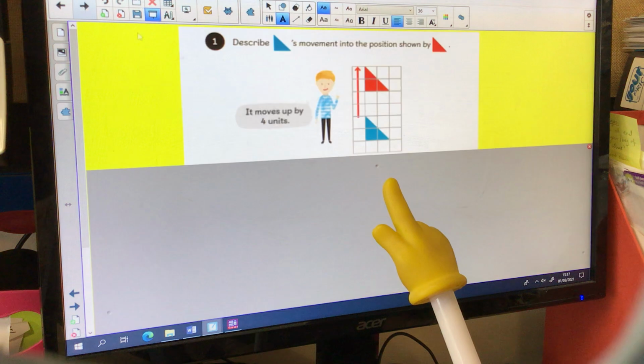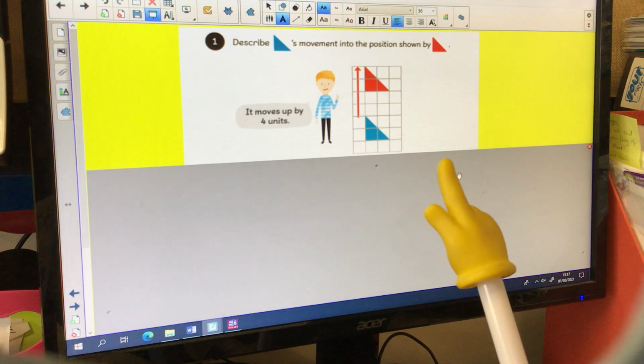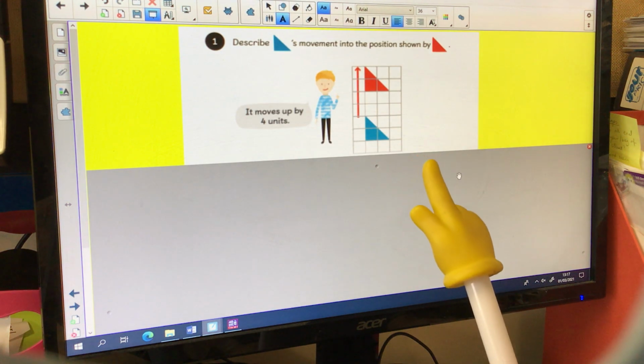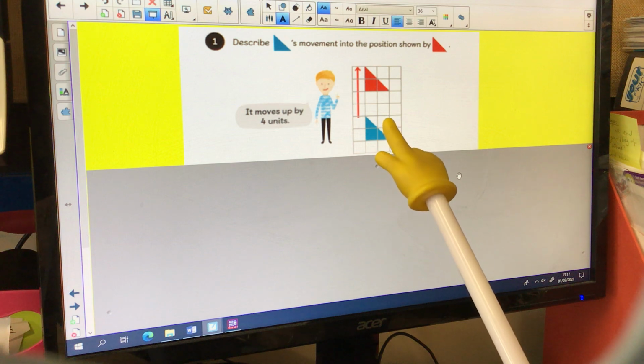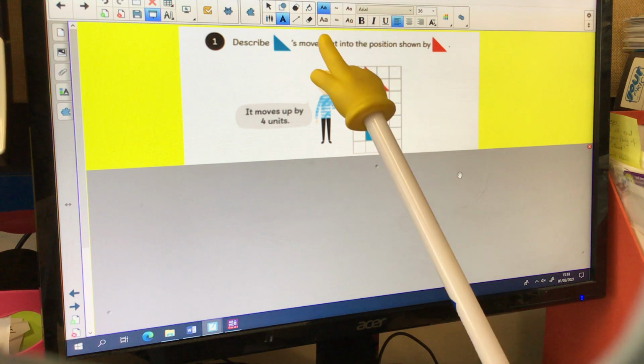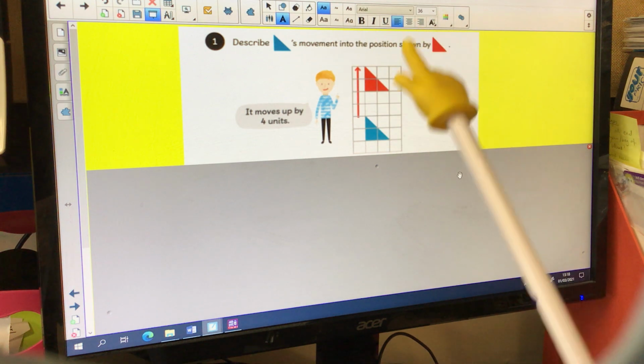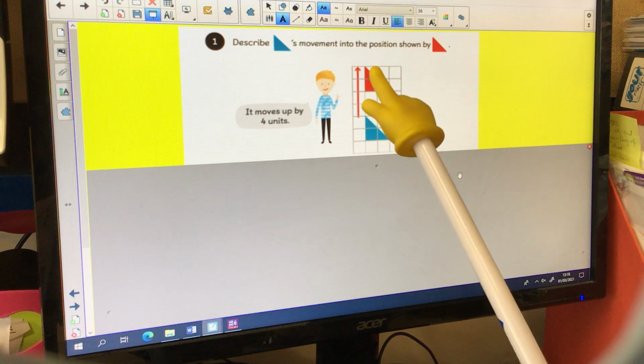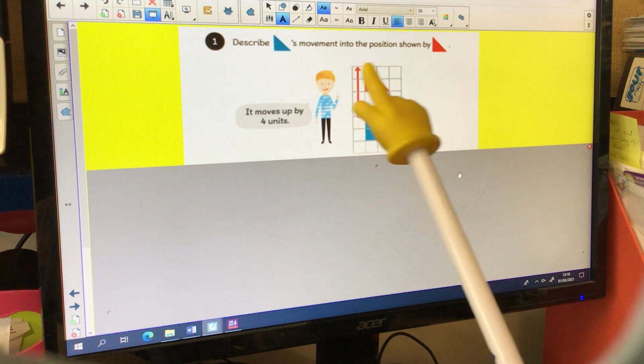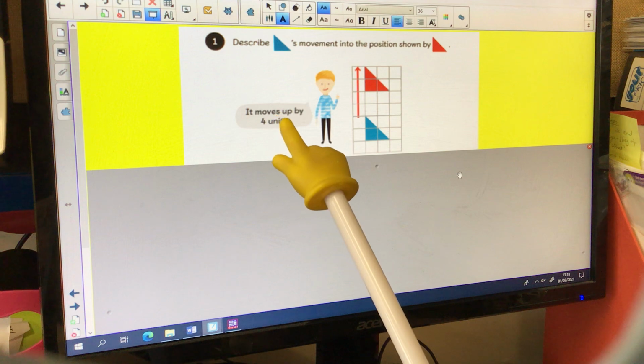Okay, so let me see. We'll have a look at how we're going to do it. Right, so let's start by thinking about, there's the blue triangle, and we want to describe the movement so that it's now where the red triangle is. The blue triangle is there. So the little boy is saying it moves up by 4 units.